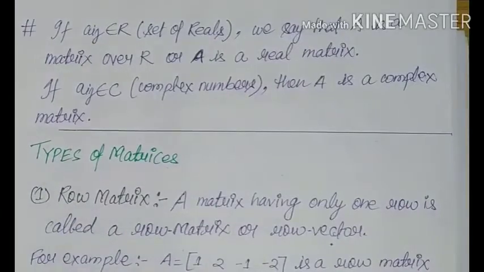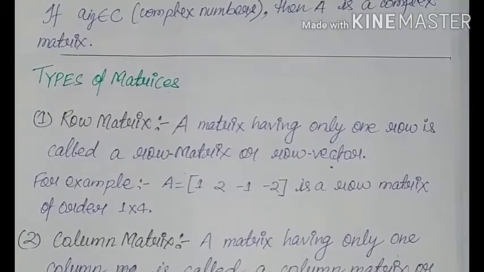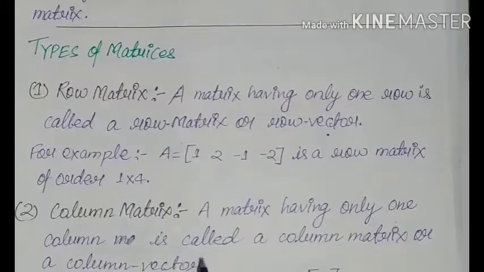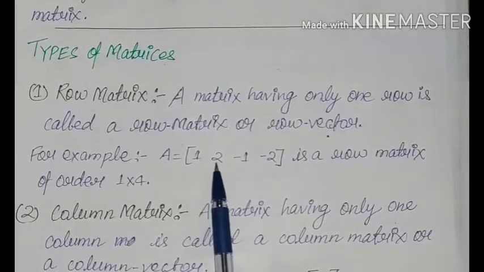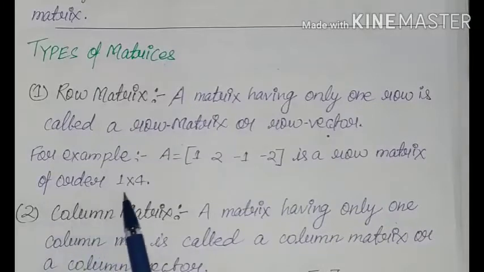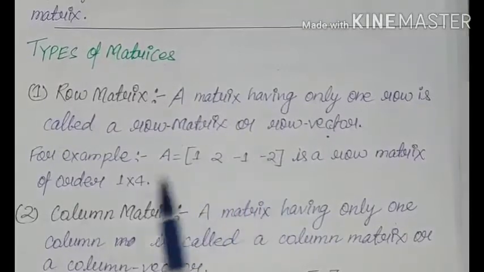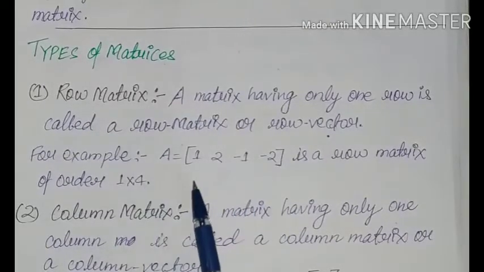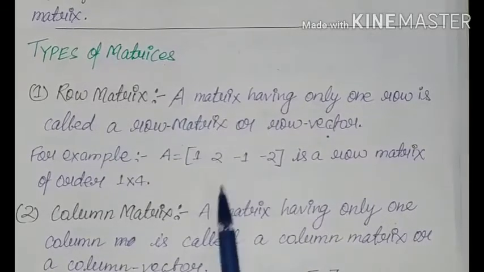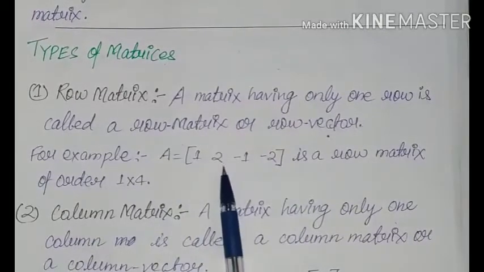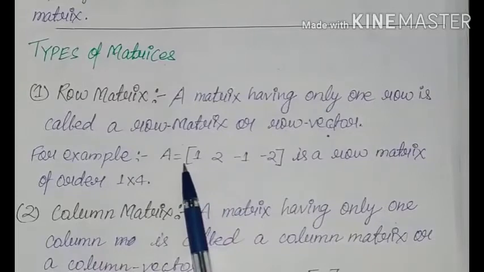Now I'm going to discuss types of matrices. The first one is a row matrix. A matrix having only one row is called a row matrix or row vector. For example, a matrix A equals 1, 2, minus 1, minus 2 is a row matrix of order 1 by 4. 1 stands for the first row, and 4 stands for four columns. In the matrix A there is only one row, that's why it's a row matrix.